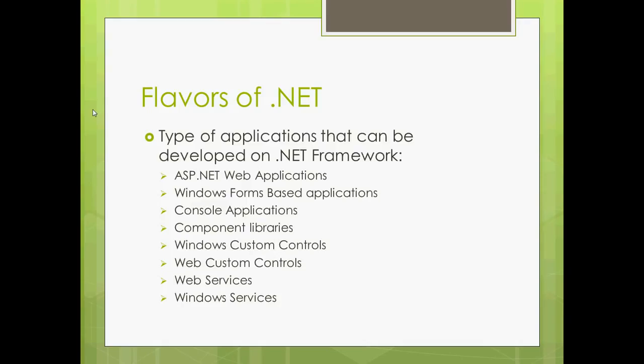Then you have component libraries. Component libraries typically encapsulate a specific functionality or some business logic. Next you have Windows custom controls. You might have heard of traditional ActiveX controls. Now using .NET you can develop your own Windows controls as well, and the same applies to web custom controls as well. This is basically used for code reuse and modularization. If you have developed your own custom control, you can reuse it elsewhere.